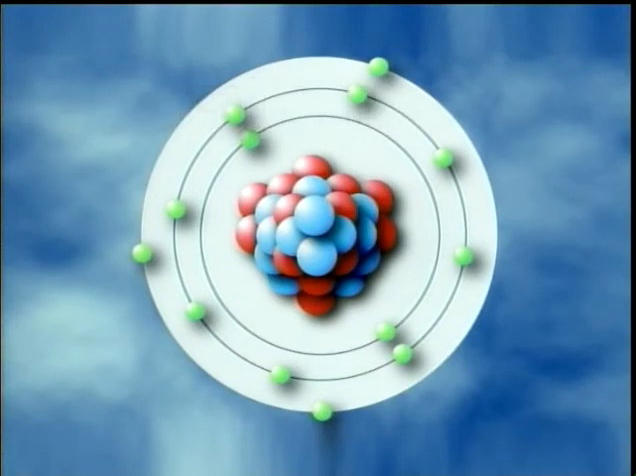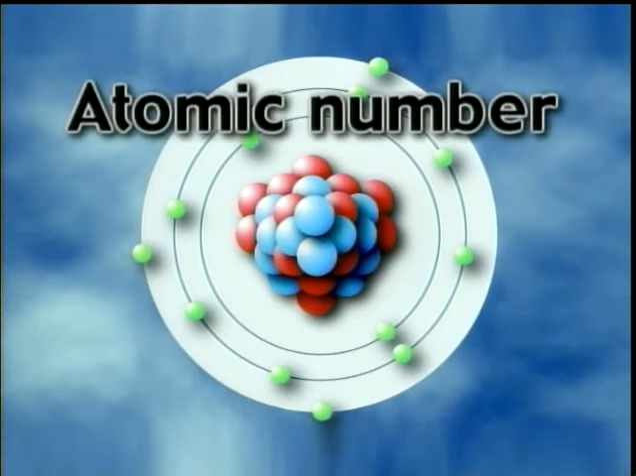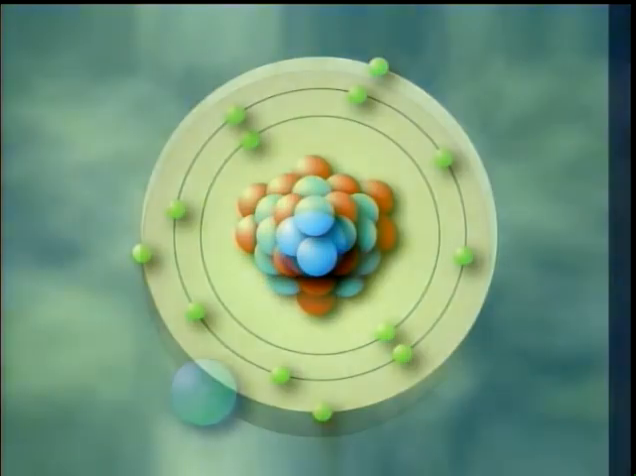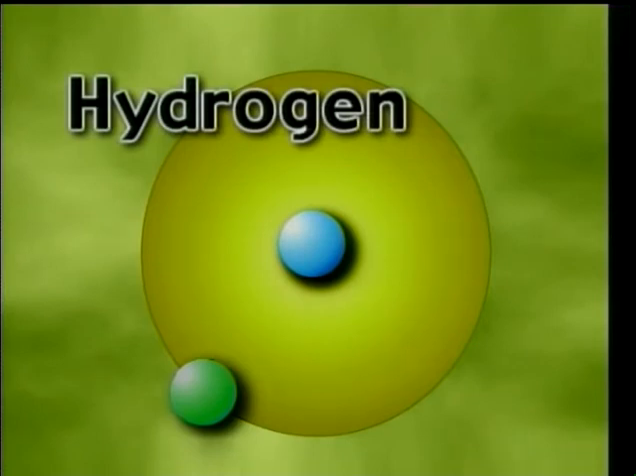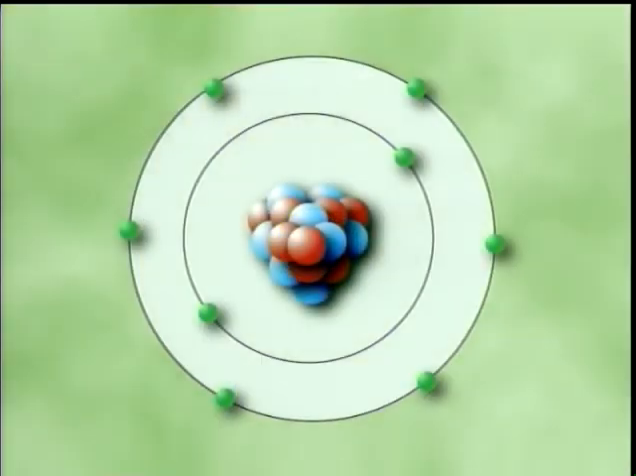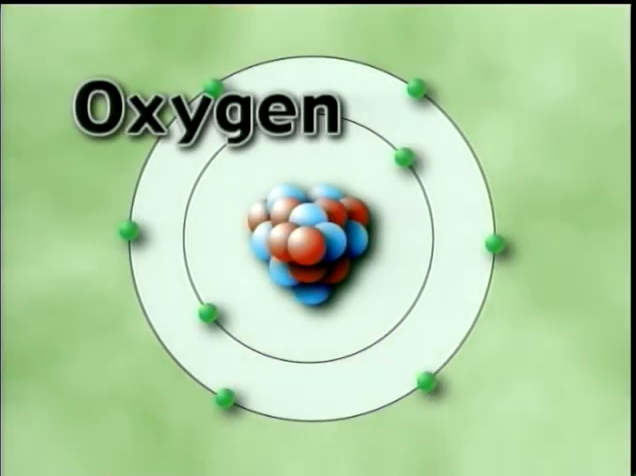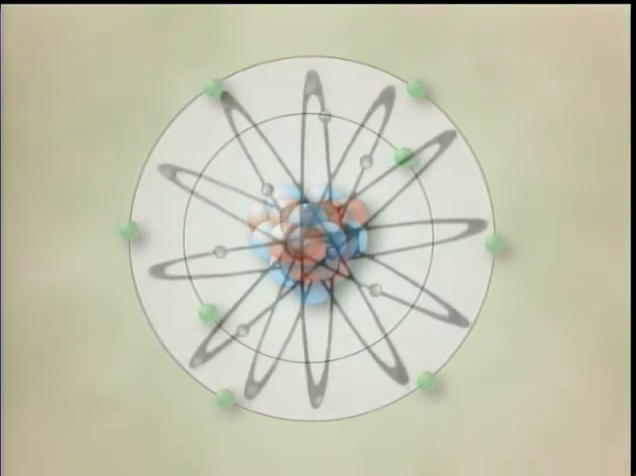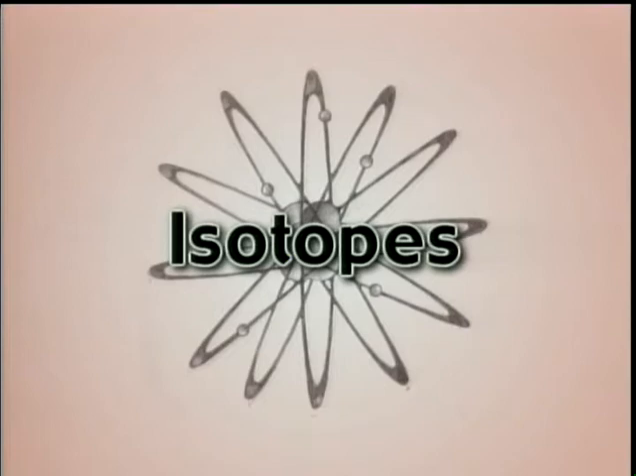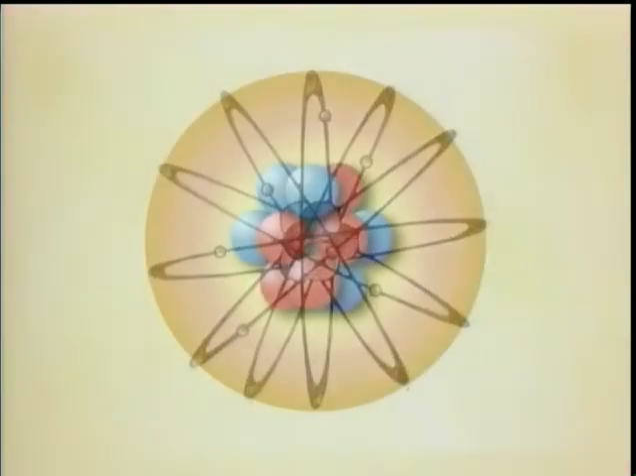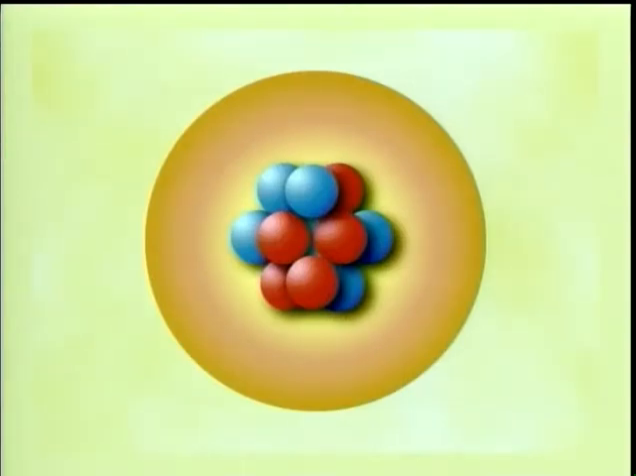The number of protons in the nucleus is called the atomic number. Hydrogen, for example, has 1 proton and has an atomic number of 1, whereas oxygen has 8 protons and has an atomic number of 8. The atomic number of an element does not change, meaning the number of protons is constant.